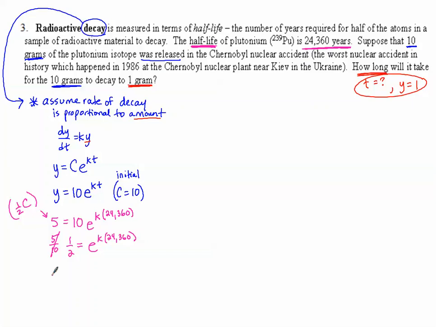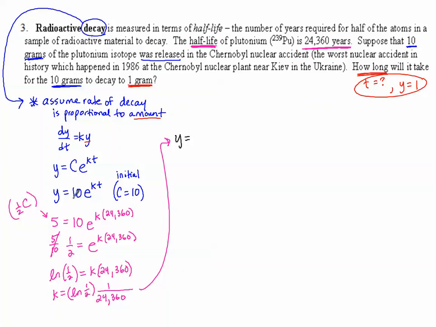Then we need to take the natural log so that the e goes away and I'm left with just k times 24,360. Solve for k. Natural log of 1/2 divided by 24,360, or rather 1 over 24,360 multiplied to natural log of 1/2. Why did I write it that way? Well, remember in the last problem when we were simplifying, it made it much easier when the natural log came first. Let's see why.